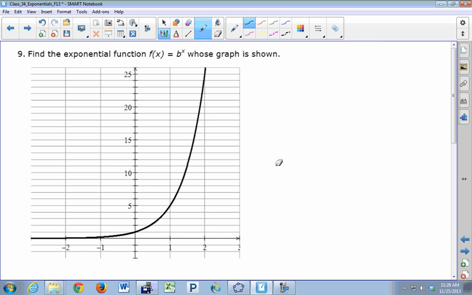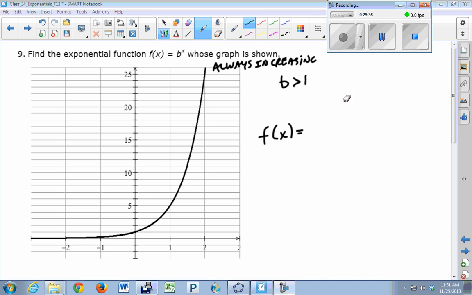It's always increasing. It's an always increasing function. So what does that tell you about the value of b? It's bigger than 1. So we know b is going to be bigger than 1. Okay? So find those two key points that I mentioned to you a minute ago. Look at your notes and see if you can come up with the function for this particular graph.